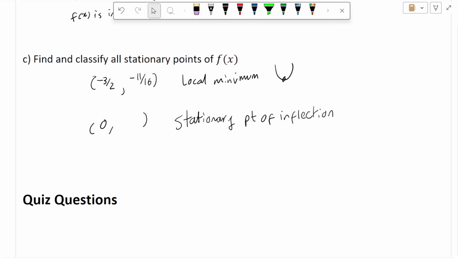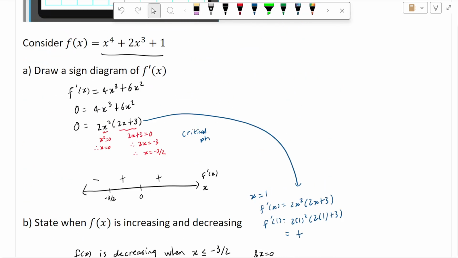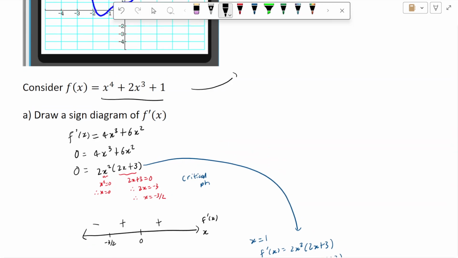Wonderful. We can figure out what the coordinate is. So if you want, you could plug in and find f of 0 to find that y coordinate, which would be 0 to the 4 plus 2 lots of 0 cubed plus 1. Or in other words, that's 1.